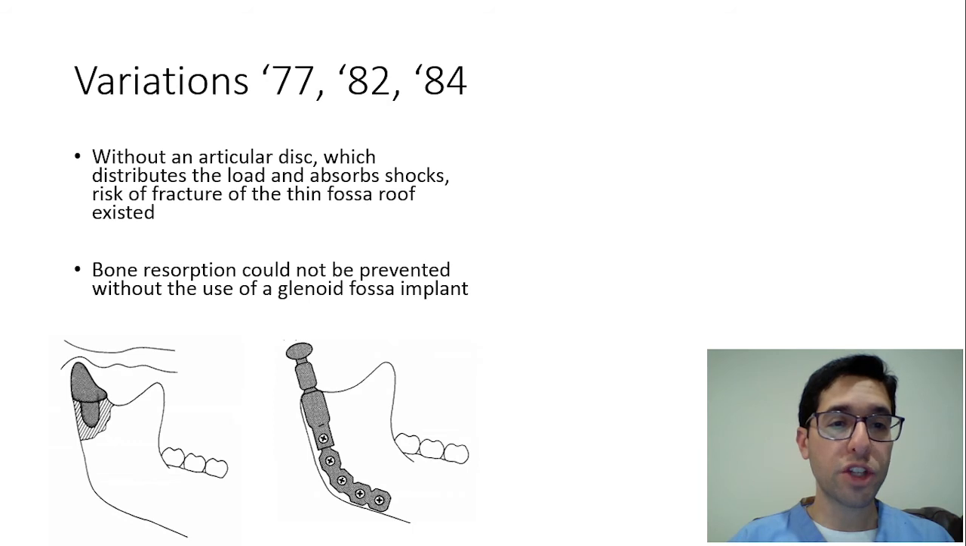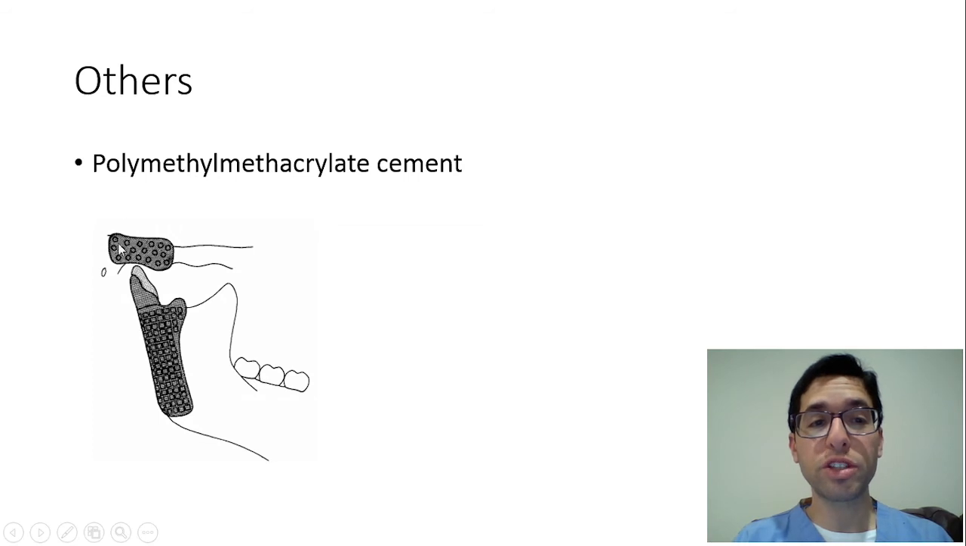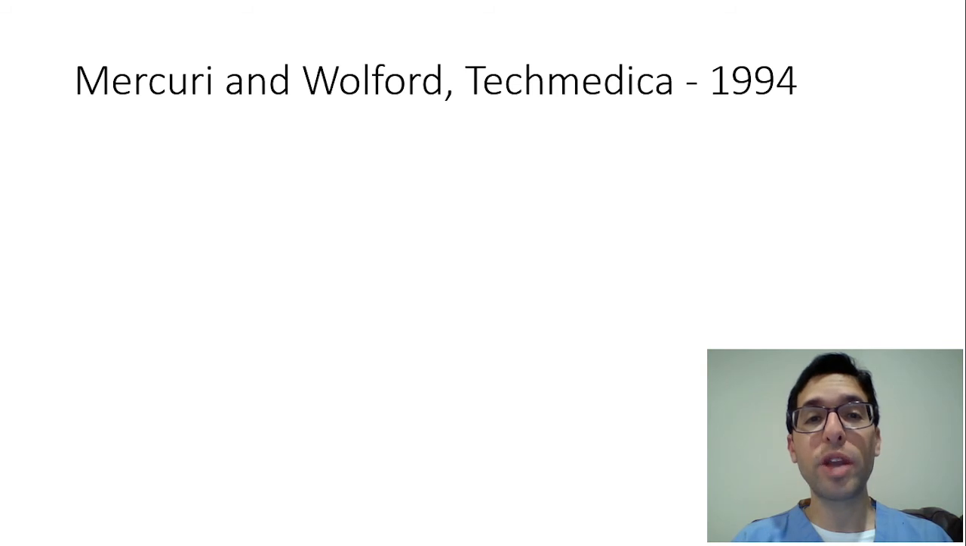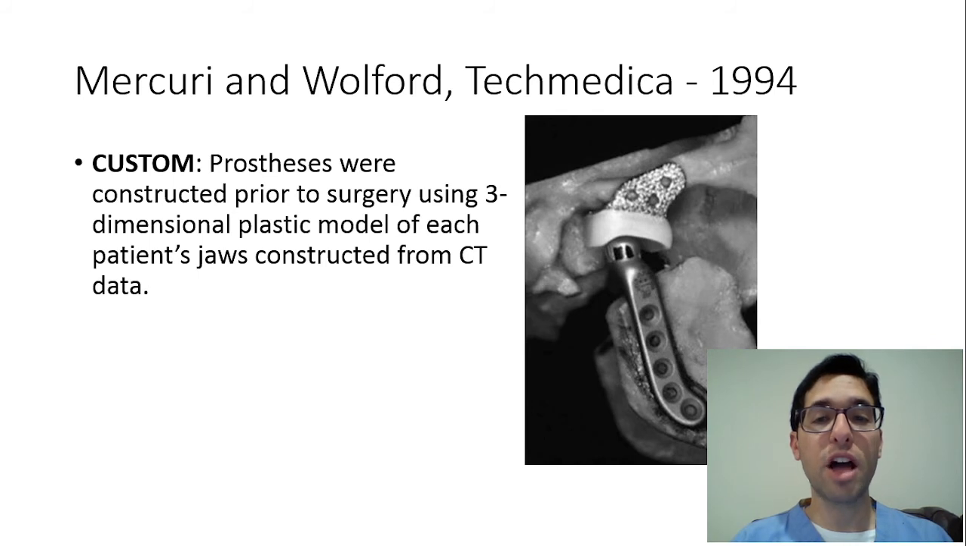A couple of other variations in terms of how to fixate it. We tried to avoid using any kind of screws because the concern was that, because of micromotion, those screws would loosen and lead to hardware failure, so they tried to use polymethyl methacrylate cement. And there were some problems with that. And finally, you get to 1994, Mercuri and Wolford with Techmedica. Techmedica is the predecessor of TMJ Concepts. So this is, I guess, the first model of what we currently use, and it was the first custom prosthesis. Here they're using the patient's own CT scan to fabricate a stereolithic model, and then they make the prosthesis on the model.